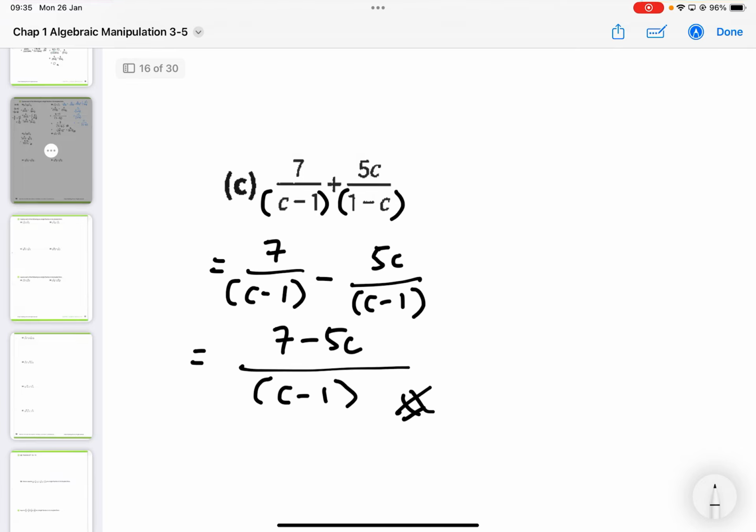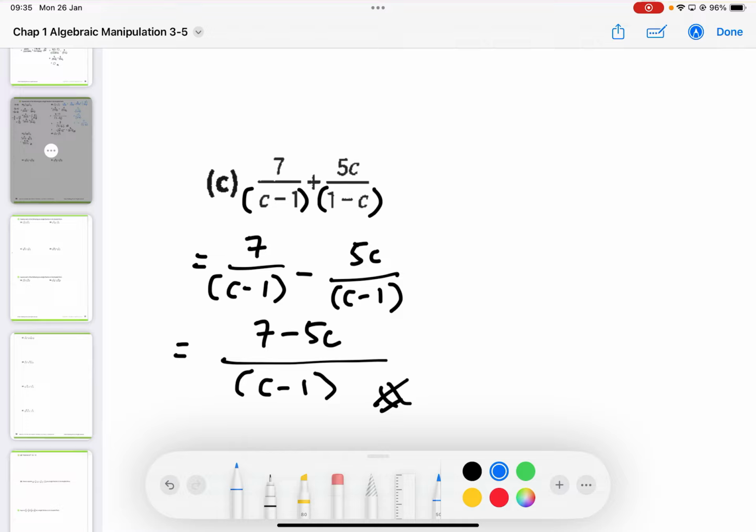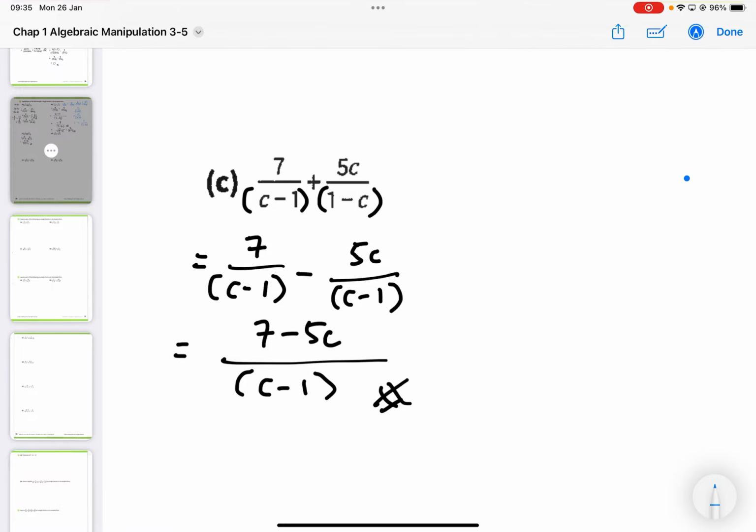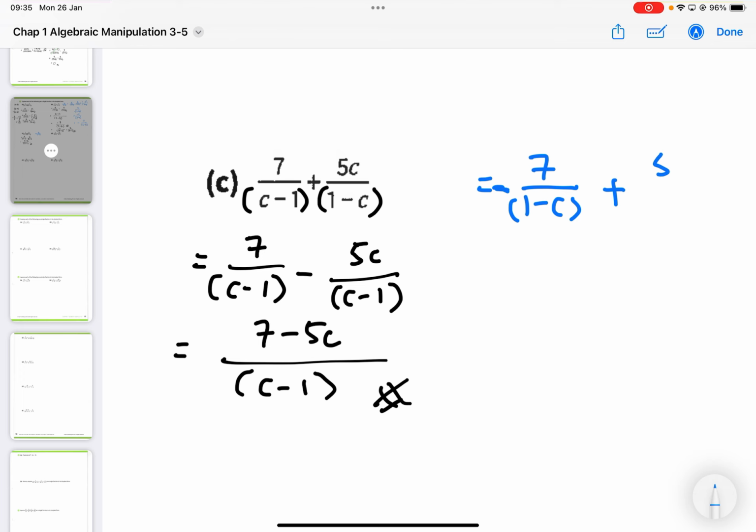Okay? Just now, those of you who mentioned you change the front one, if I change the front, let me write in another color. I can also change the front. Then I will have 1 minus c. I factorize out a negative. So the first part becomes negative 7. Okay? Then my second one never changed, so it is still plus 5c over 1 minus c. Change color to show that it's an alternate answer.